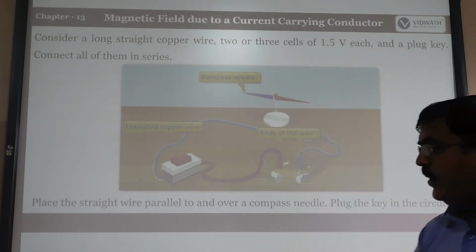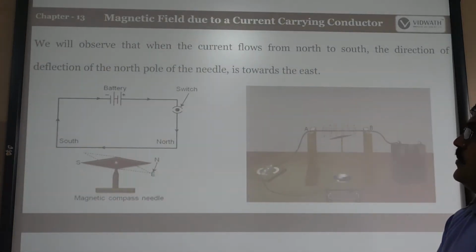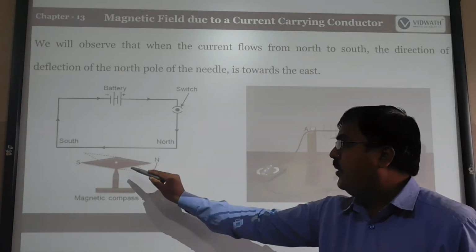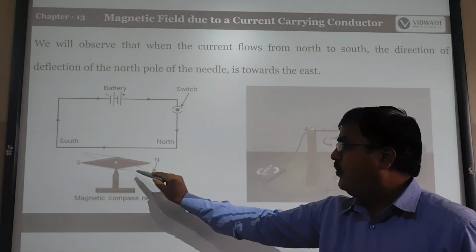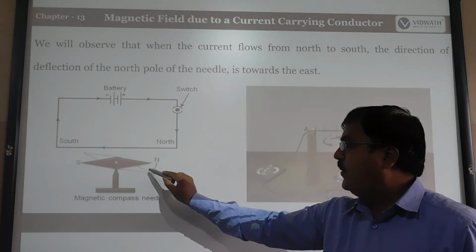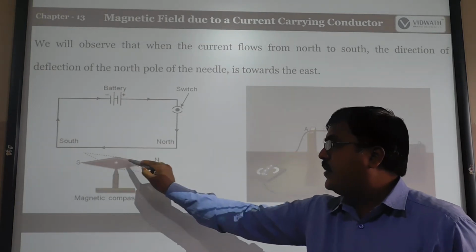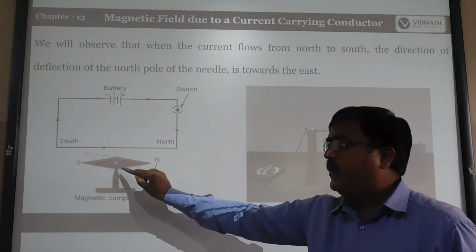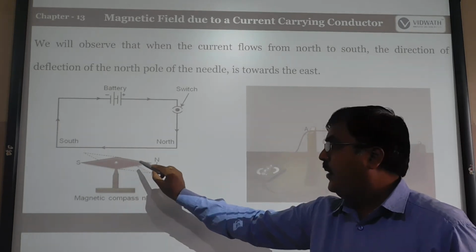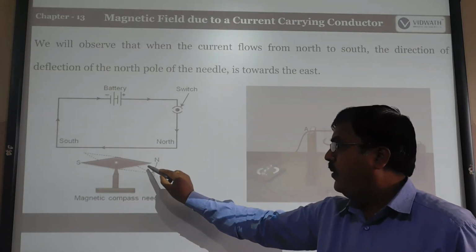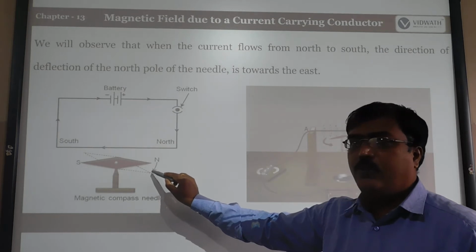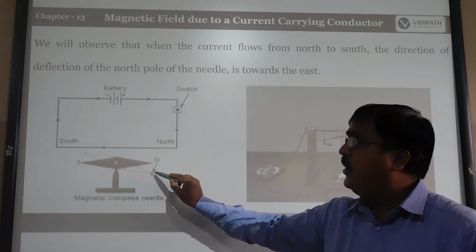So what happens can be seen. We will observe that when the current flows from north to south, the north pole of the needle moves towards the east. Slightly it should be deflected. When current is passed from north to south, it should move slightly from the east direction. Suppose this is the compass needle. When the current flows, some deflection should occur, and it should move from north to east.